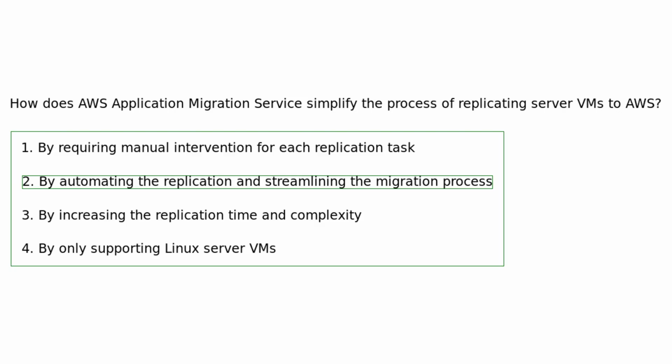AWS Application Migration Service simplifies the process of replicating server VMs to AWS by automating the replication and streamlining the migration process, reducing manual effort and ensuring a faster migration timeline.